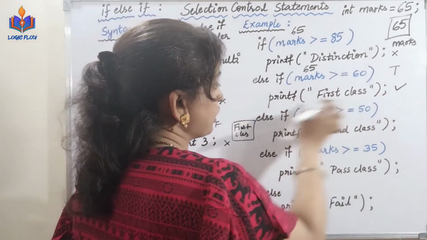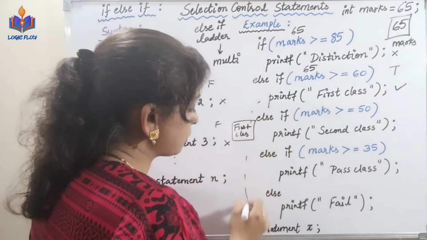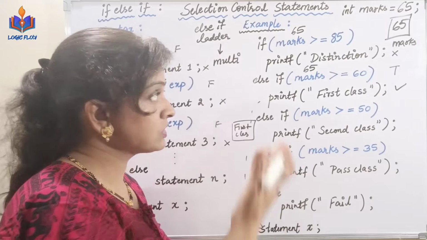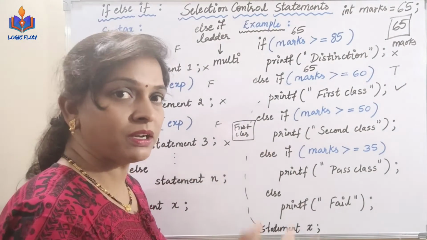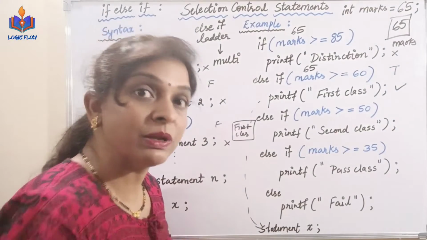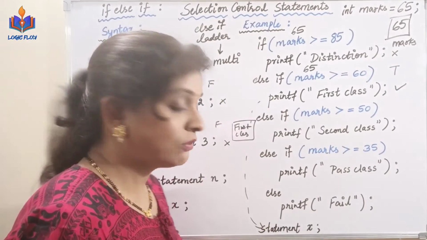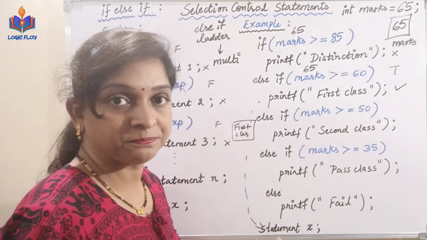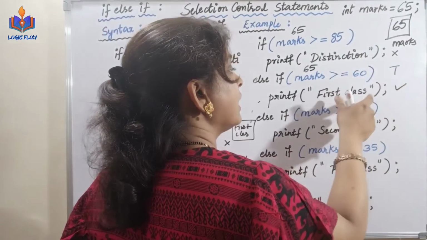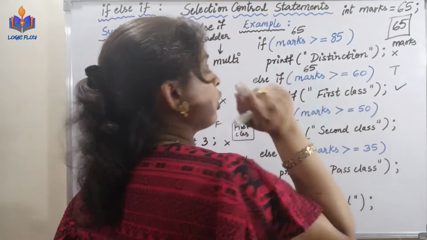Then after executing the statement, straight away the control goes to some statement X. I will not go to else also, because the statement is true and I executed the statement. Then the remaining statements, apart from the if else if ladder, some statements will be there in my program. The control goes to that statement X. So this condition got true, I executed this statement, and I got the output also.